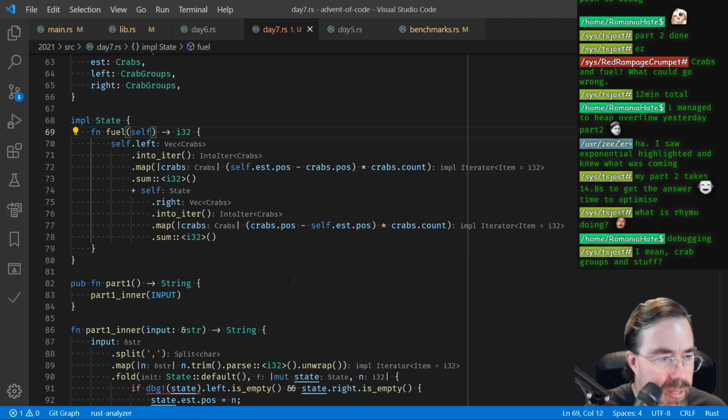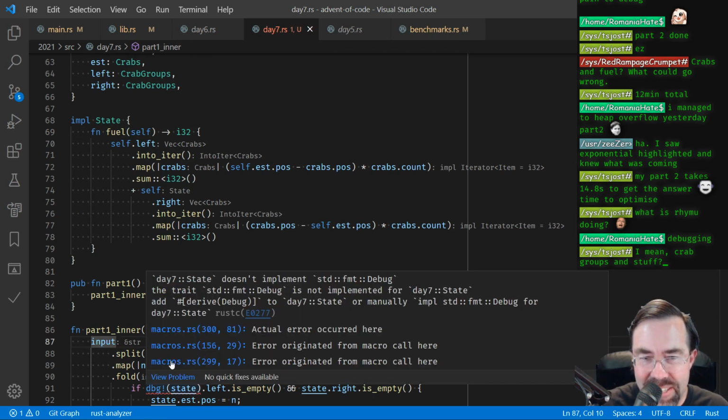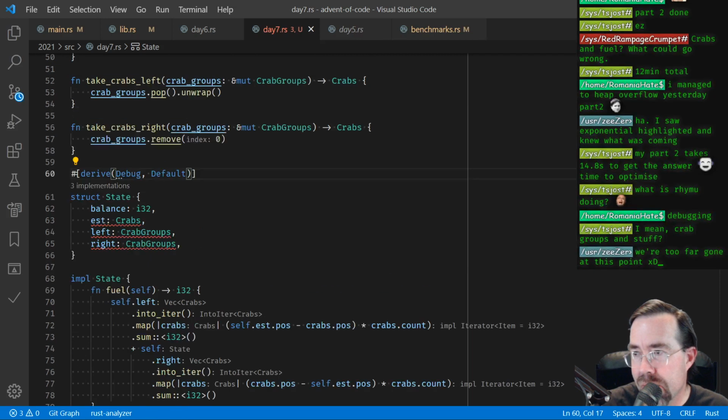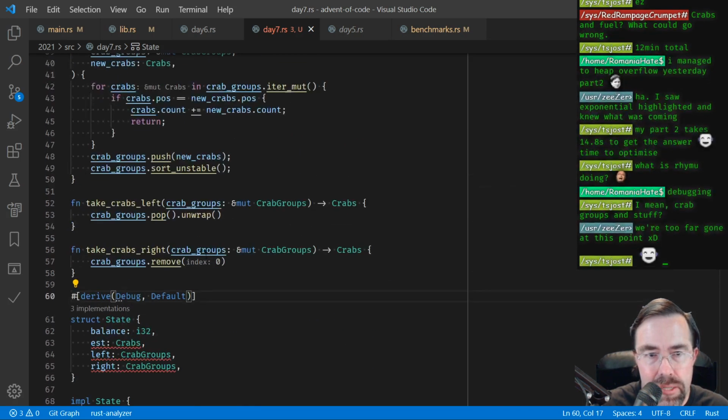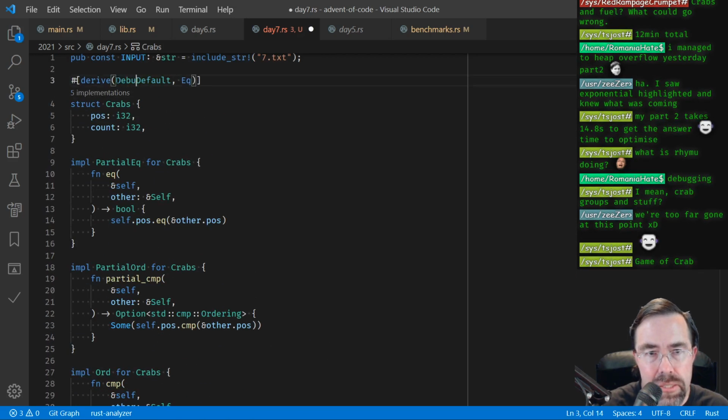What am I doing? I'm debugging crab groups and stuff. I'm coming up with my own half-hatched algorithm. What do you think I'm doing, TS Just? I'm coming up with the most insane algorithm you can think of. And then someone in chat's going to say, you didn't need to do that insanity. You could have done it much more easily. Oh, did I undo too much? Apparently I did.